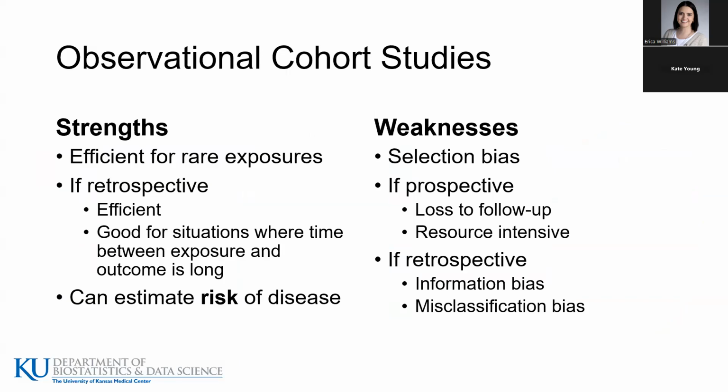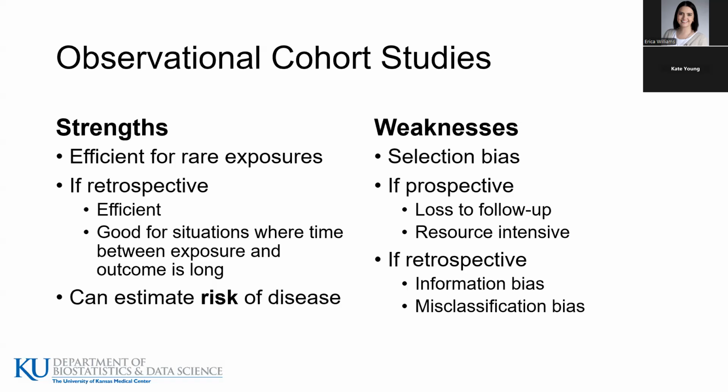Some strengths and weaknesses of observational cohort studies. Strengths are they're very efficient for rare exposures because the patients are identified based on their exposure. We can go directly to those patients who have experienced the exposure rather than if we take a random sample, we may not actually get the exposure, or we may not get any patients with the exposure. So this allows us to properly assess rare exposures.